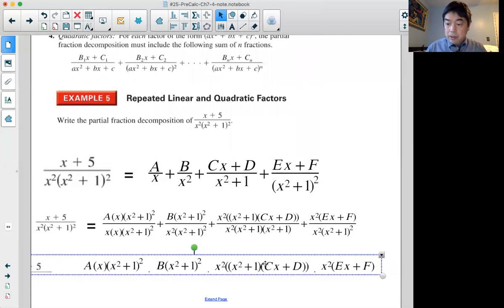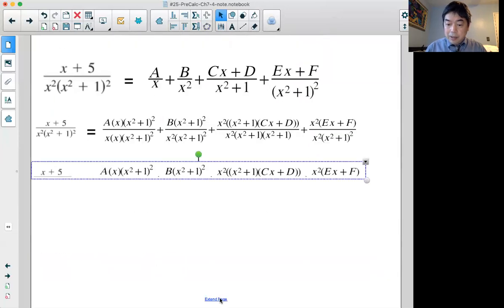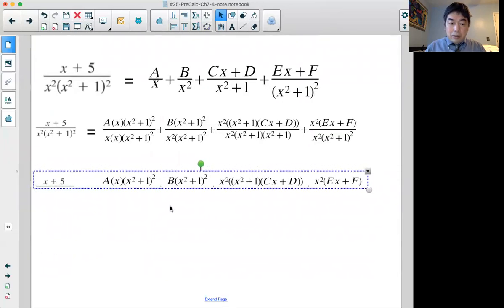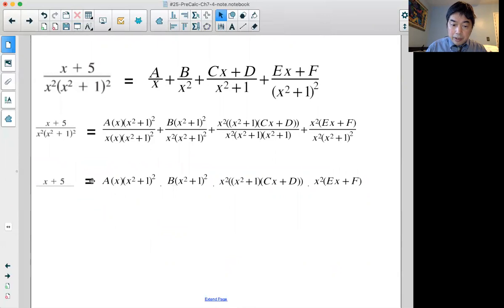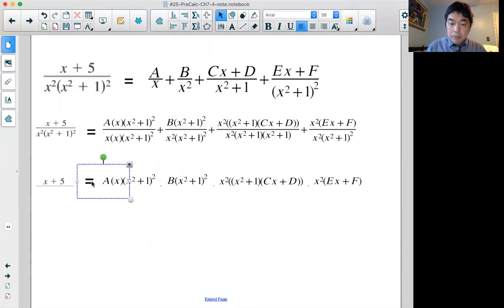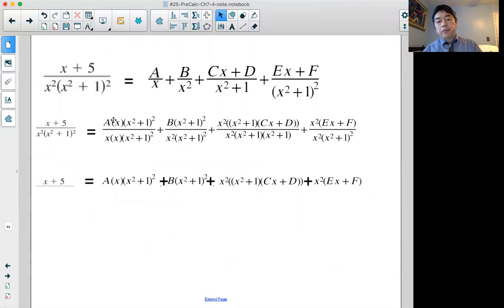Okay, so this one is a little bit odd. You see it? But this is the expression, only the numerator. So I put the equal sign here, and the plus sign is missing, so I start writing the plus sign. Plus here, plus here, plus here.